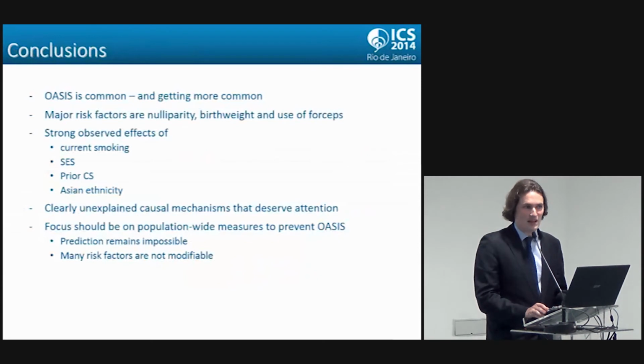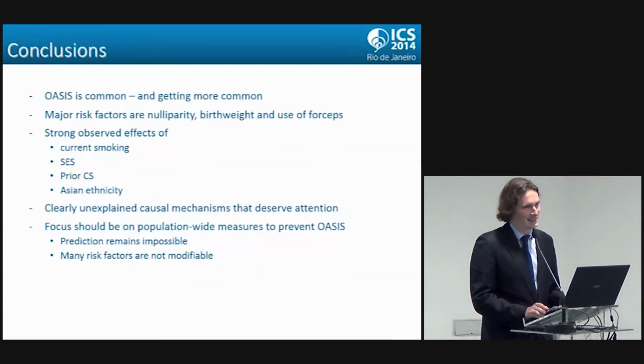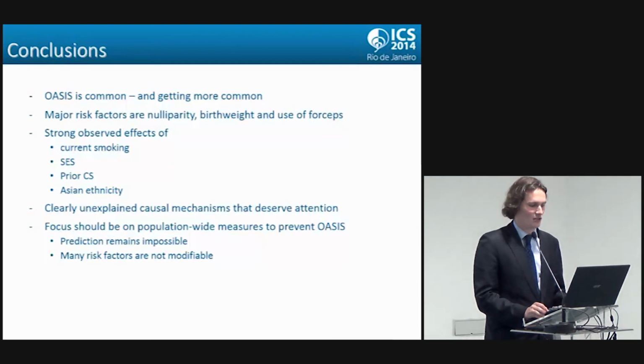So in conclusion, OASIS is much more common than we usually expect, and it's getting more common in most places around the world. We know the major risk factors, which are nulliparity, birth weight, and the use of forceps. But in many studies, there are very strong observed effects from socioeconomic status, smoking, having had a prior caesarean section, and age and ethnicity. Very clearly, there are unexplained causal mechanisms that deserve our attention, and our focus at the moment as clinicians needs to be on population-wide measures to prevent OASIS and reduce its incidence. The prediction of OASIS based on what we currently know remains impossible, and many of the risk factors that we have are just not modifiable in any way. I'm very happy to take questions now or at the break.